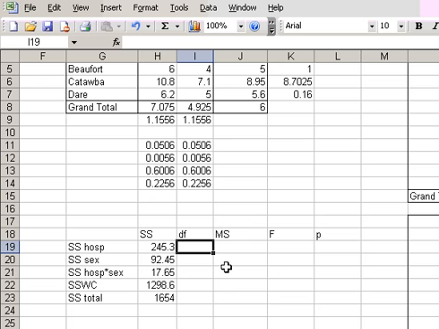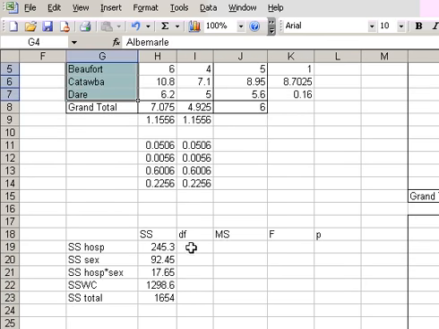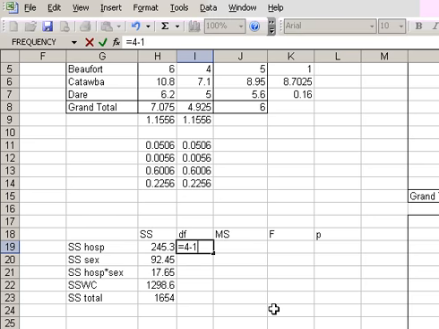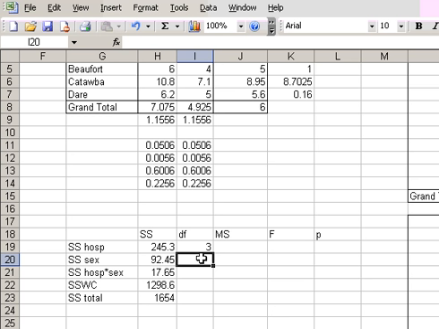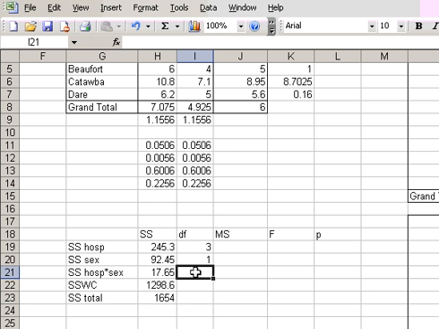There are 4 hospitals, as shown here. So there will be 4 minus 1 degrees of freedom for hospitals. There are 2 sexes, male and female, so there are 2 minus 1 degrees of freedom for sex.